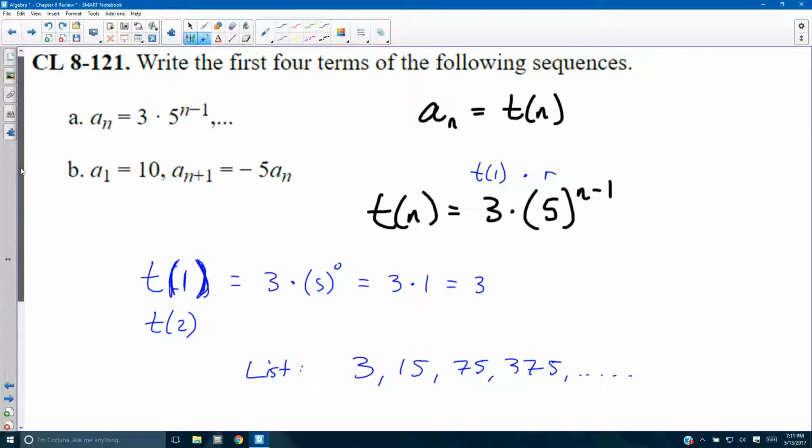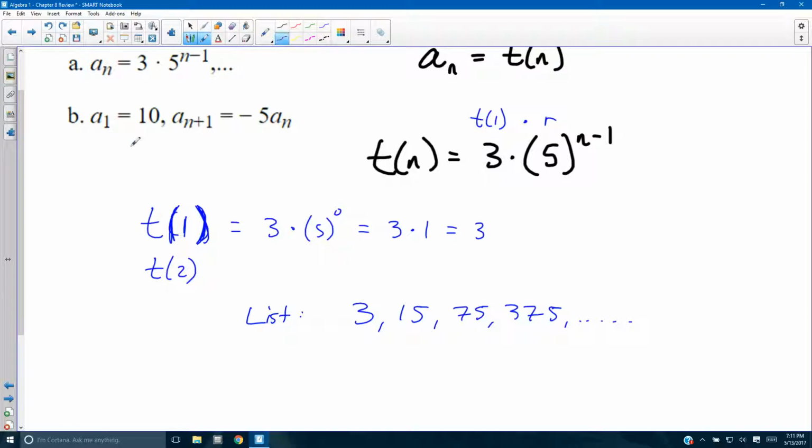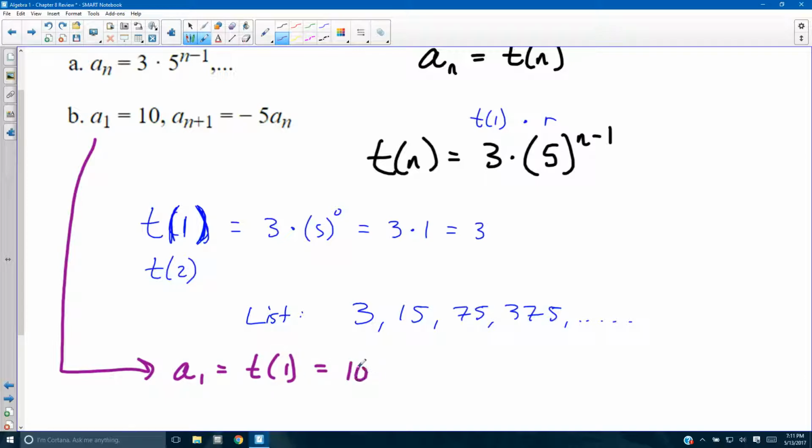Okay, part B. This is what's called a recursive equation. A recursive equation means using, now let's see, how do I say this? Means using your equation to get the next item? I don't really know. There are more complex ways of describing it. Let me go in terms of our t notation so it seems familiar. A sub 1 is the same thing as t of 1, which means the value of the first term. Your first term's value is 10.